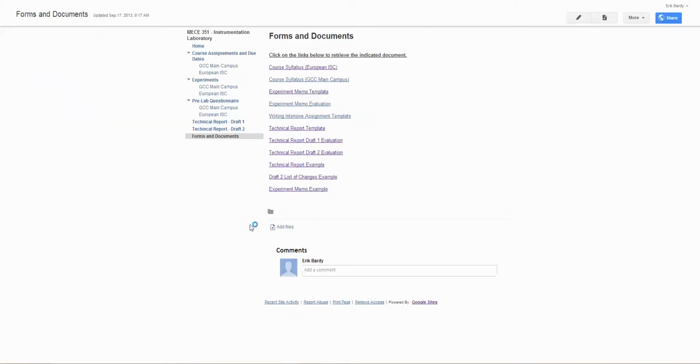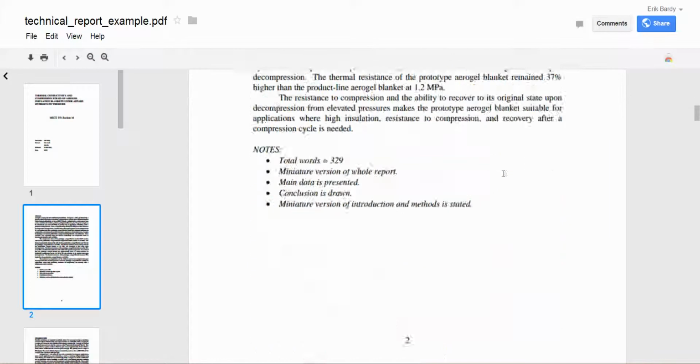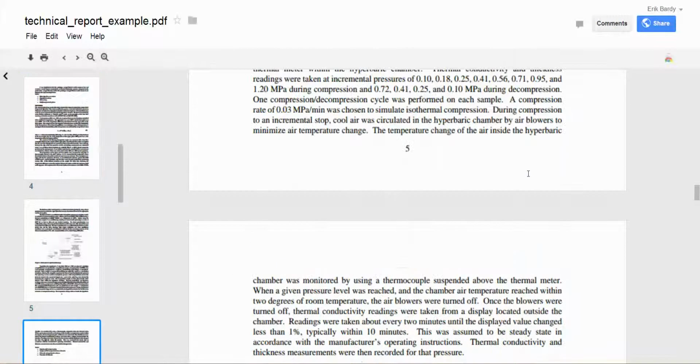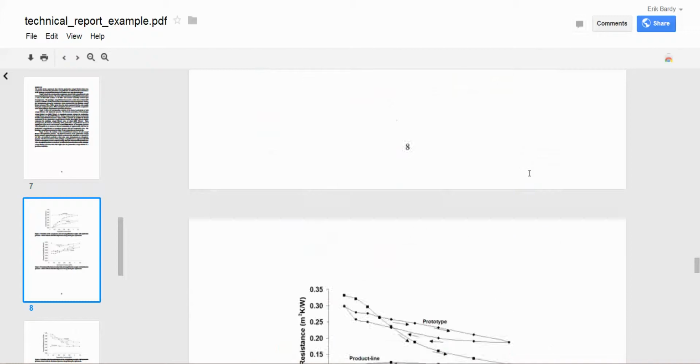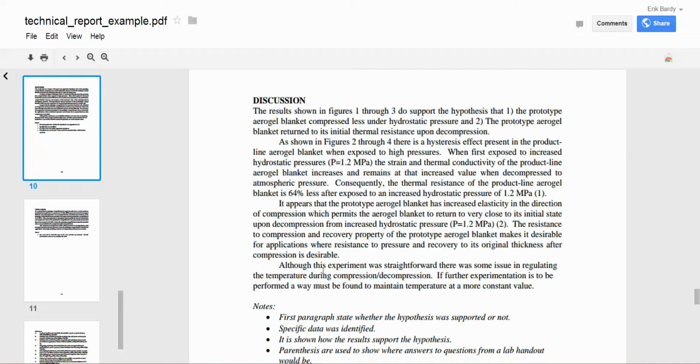And as well as technical report example, if you look there, open that up and scroll down to discussion. You should see a good example of what a discussion should look like, as well as some notes that help you to realize a few things in this discussion that I'll be looking for in your discussion section. So these notes here are meant for things to take notice of as you read through this.